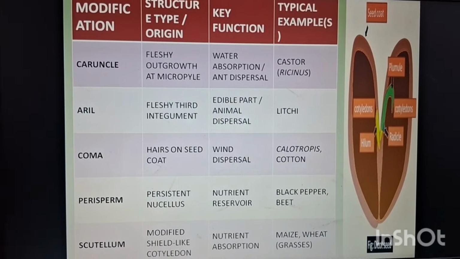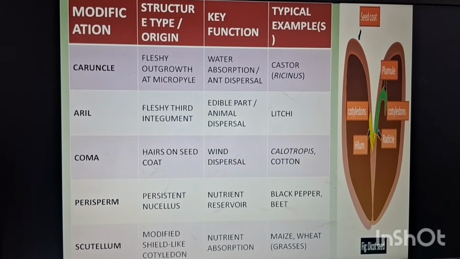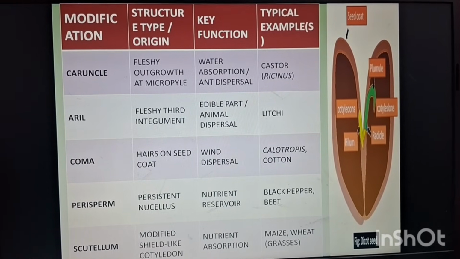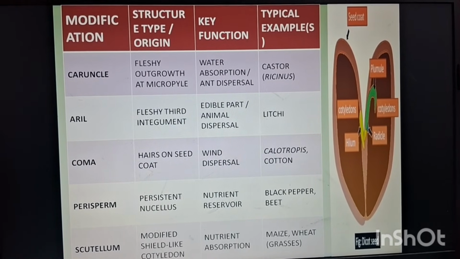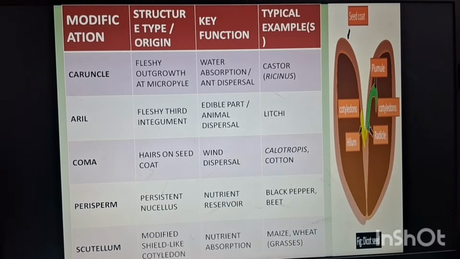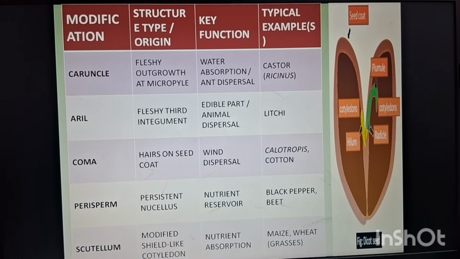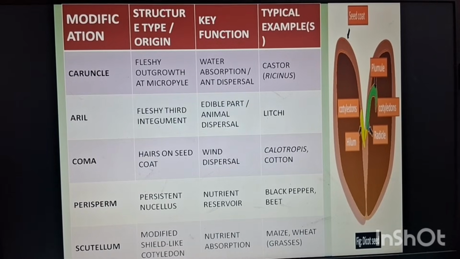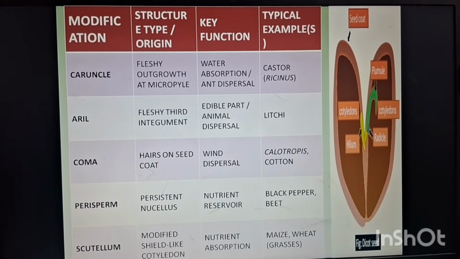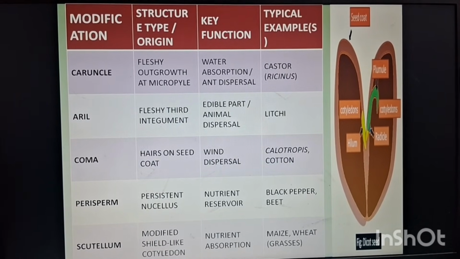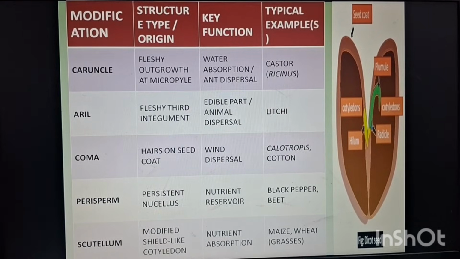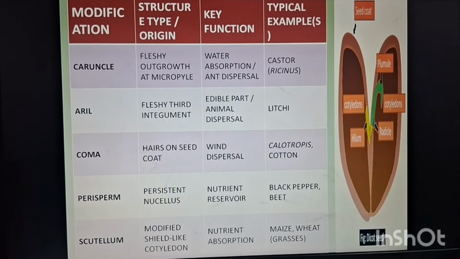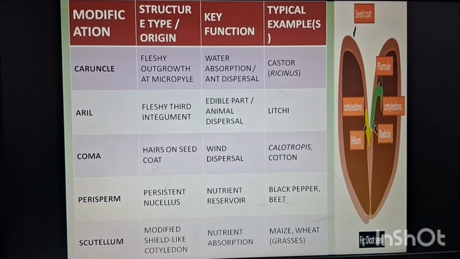Next, a summary table: modification, structure, type or origin, key function and typical example. Caruncle, fleshy outgrowth at micropyle, key function water absorption and ant dispersal, typical example castor. Next modification is aril, structure fleshy third integument, edible part and animal dispersal, example lychee. Next modification is coma, which is hair on seed coat. Key function is wind dispersal and typical example is Calotropis, cotton.